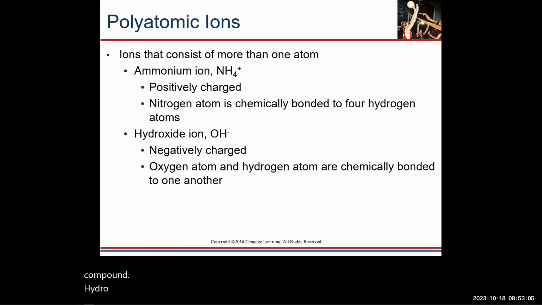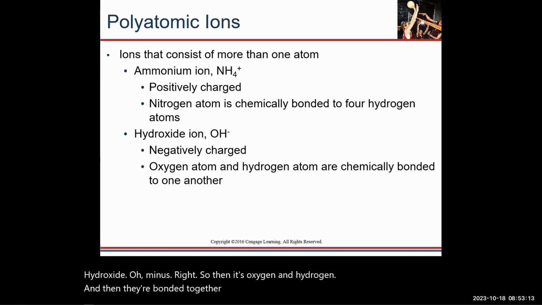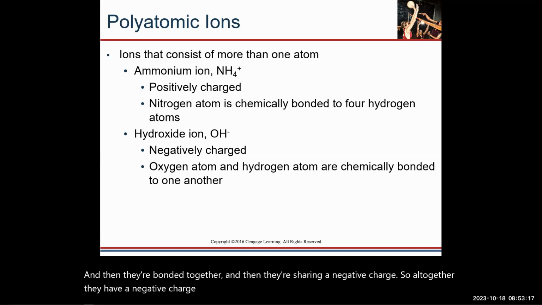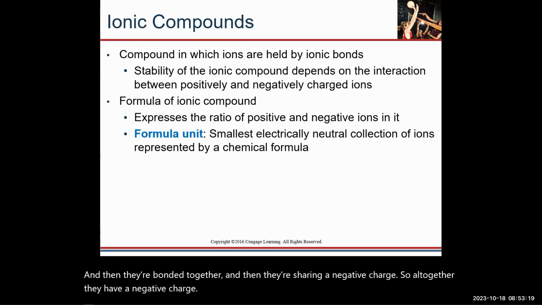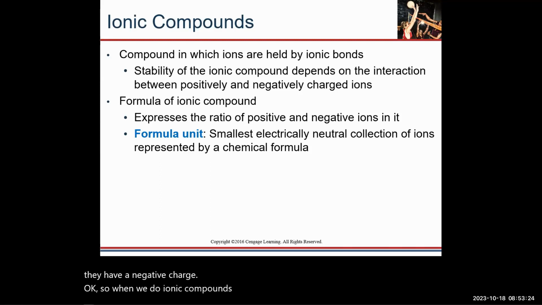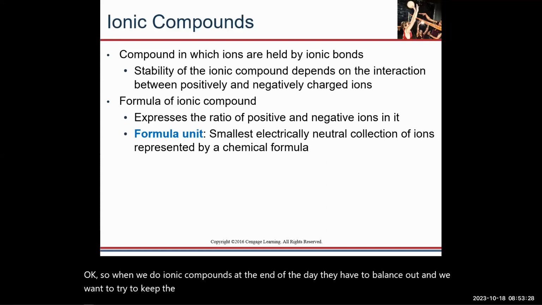Hydroxide, OH minus, right? So it's oxygen and hydrogen, bonded together, and they're sharing a negative charge. So altogether, they have a negative charge. Okay, so when we do ionic compounds, at the end of the day, they have to balance out, and we want to keep the smallest number that we can get so that they balance out.